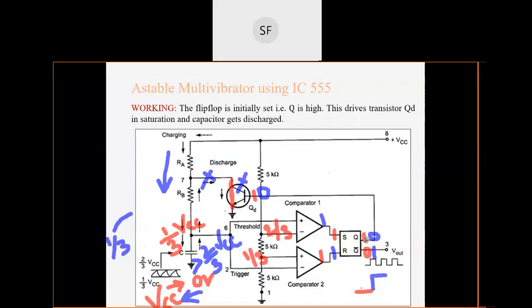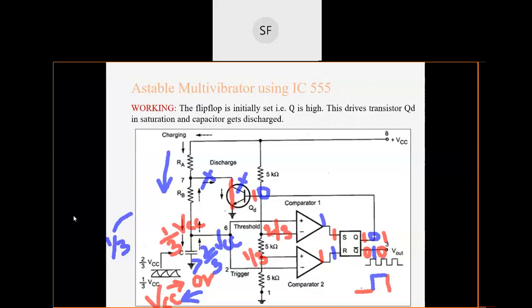So again you will get Q equals 1 and Q bar equals 0. I will just write it here. That means your output will return back again, and a similar loop will happen.